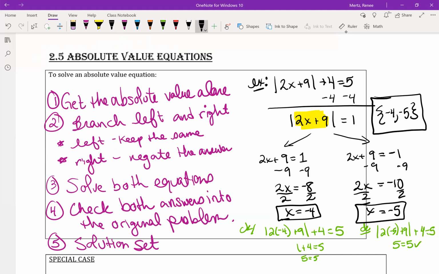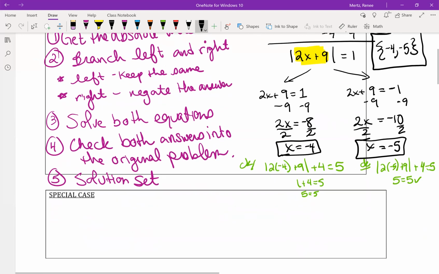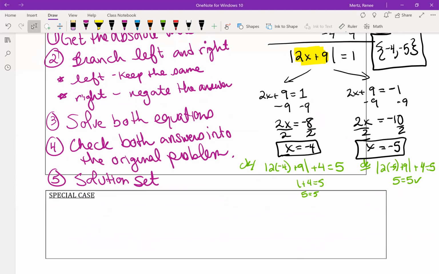There are a couple special cases when we solve these. So there are times where we won't have to branch, and then there's times where we're going to get no solution. So we could have one answer or no answer. So the two special cases are going to be one solution, no solution. So why don't you think of when will these happen? When will we have one solution? When will we have no solution?